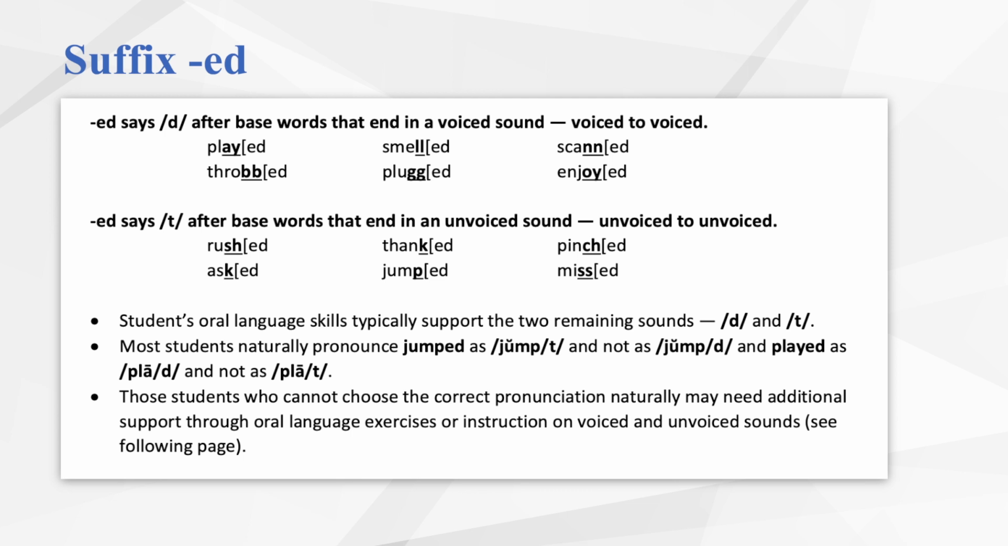For example, try to say jumped with a d sound. Jumped with a d is actually harder to say than jumped with a t. Most of the time, your mouth will choose the natural articulation pattern. Voiced to voiced and unvoiced to unvoiced is more natural and easier to pronounce.